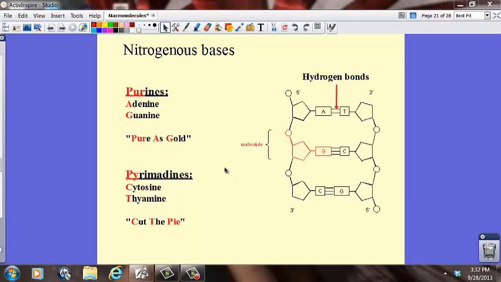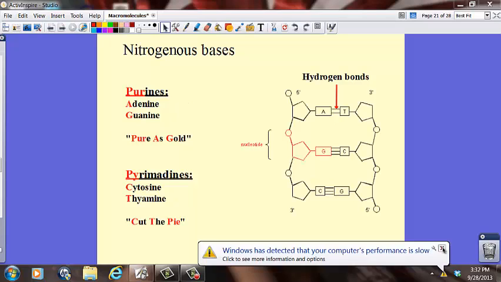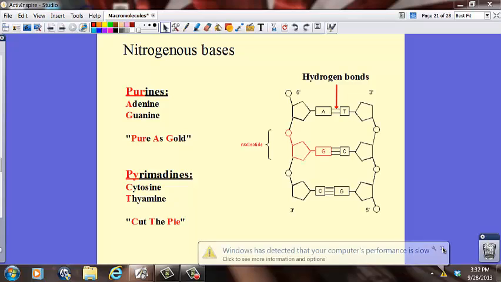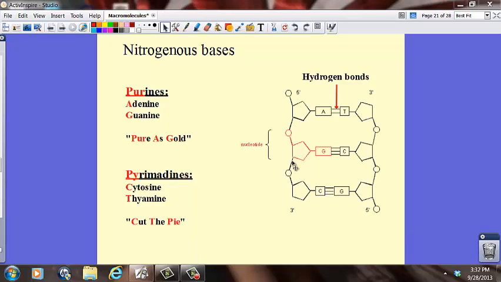Now, when we're talking about our nitrogenous bases, we have 4. They're broken up into 2 categories. The first 2 are what we call purines, and the purines out of our nitrogenous bases are adenine and guanine. I have a little way to remember this that's actually pretty easy. The saying is "pure as gold." If I take the first 3 letters of purine and the first letter of adenine and guanine, and put it in this sentence, which I have highlighted in red, it's just a fun little way to remember that purines are adenine and guanine.